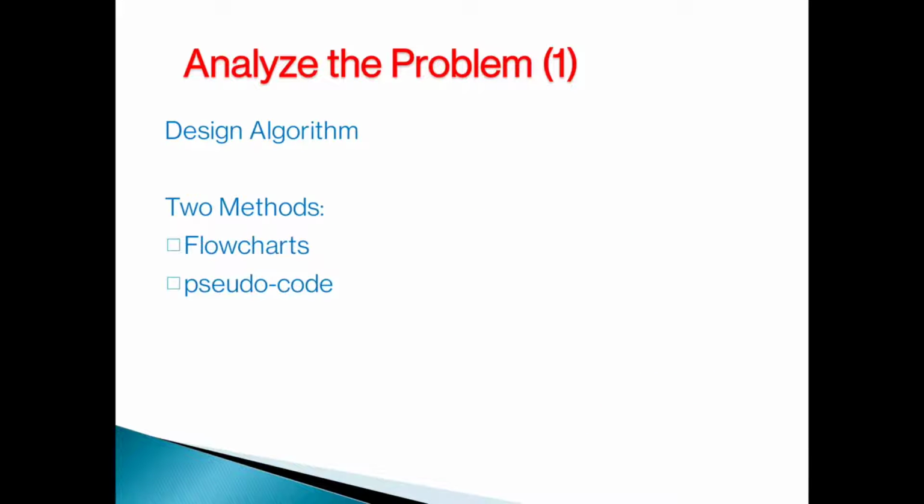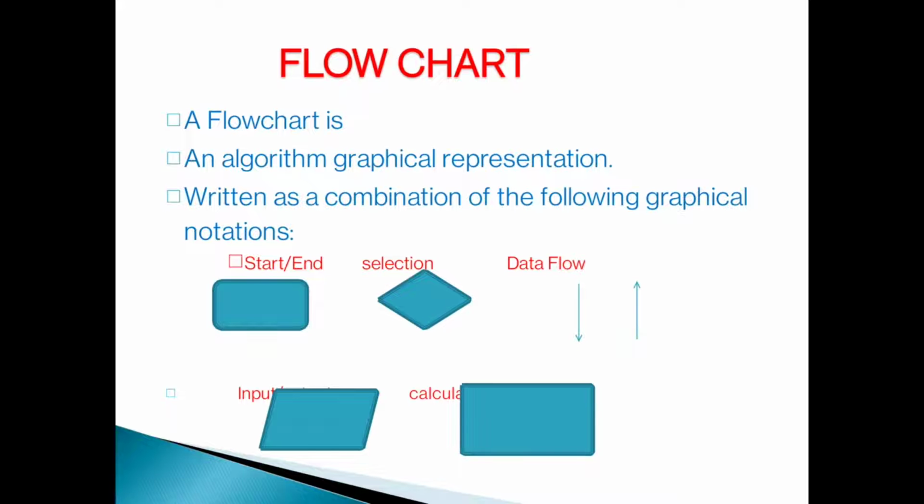And next, we should analyze the problem in the design approach. There are two methods, flowcharts and pseudocode. We all know the flowchart. The flowchart is an algorithmic representation, that is, a graphical representation of the program. In simpler terms, it is defined as a combination of graphical notations. I am giving here five simple diagrammatic notations. First one is start and end process, which is a circular type of rectangle box.